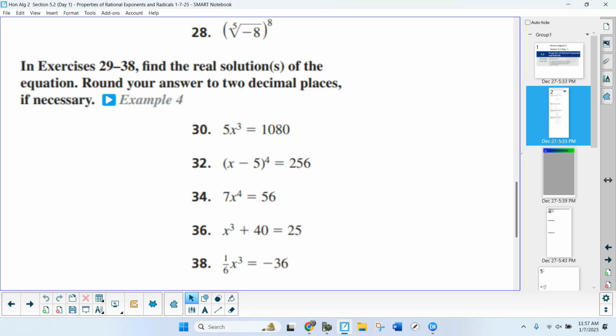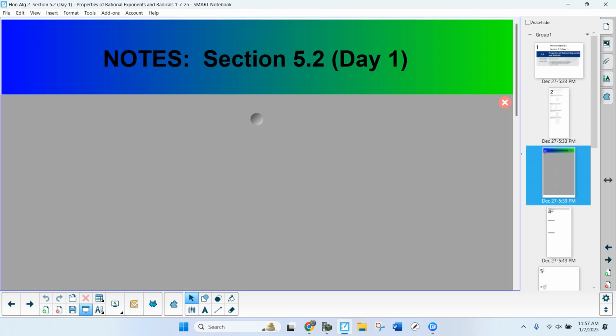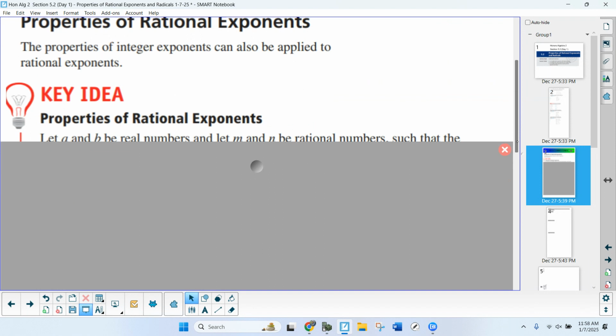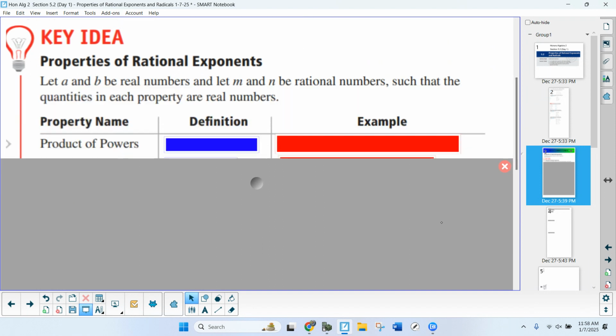All right. Okay, so today, what we're going to deal with is we're going to talk about using all of our exponent rules, but we're going to do it with rational exponents. So that means with fractional exponents instead. Okay? You have learned all of these properties in Algebra 1. You may or may not remember them. Okay? I left this blank for you guys to fill in on your guided notes.